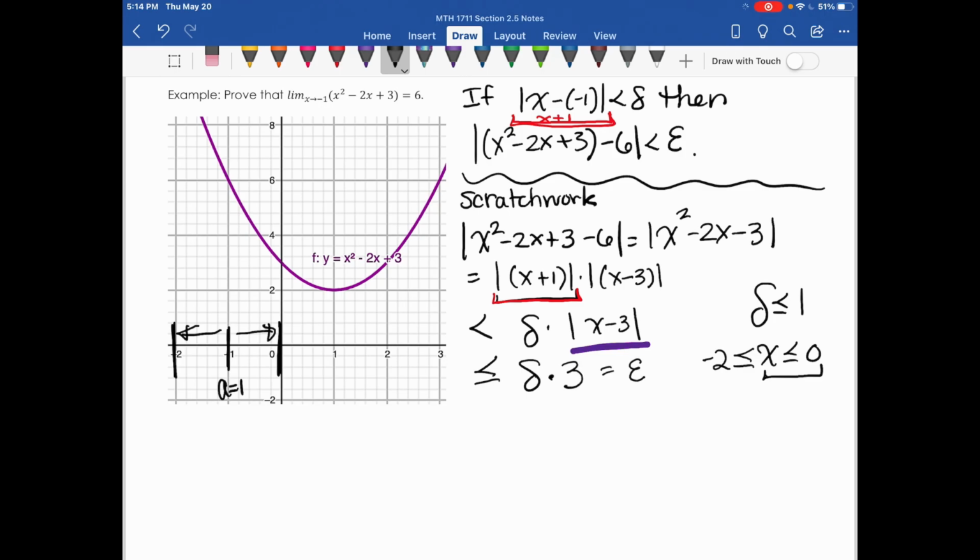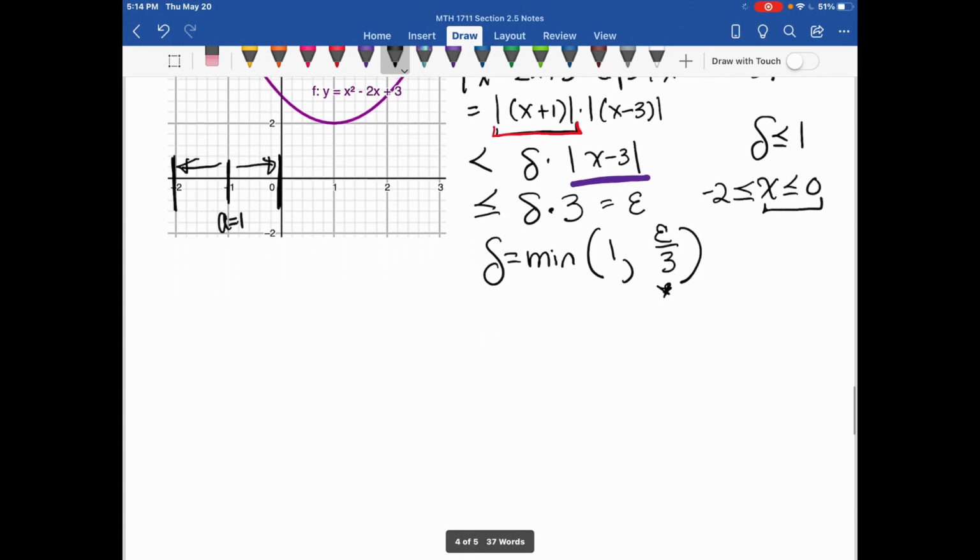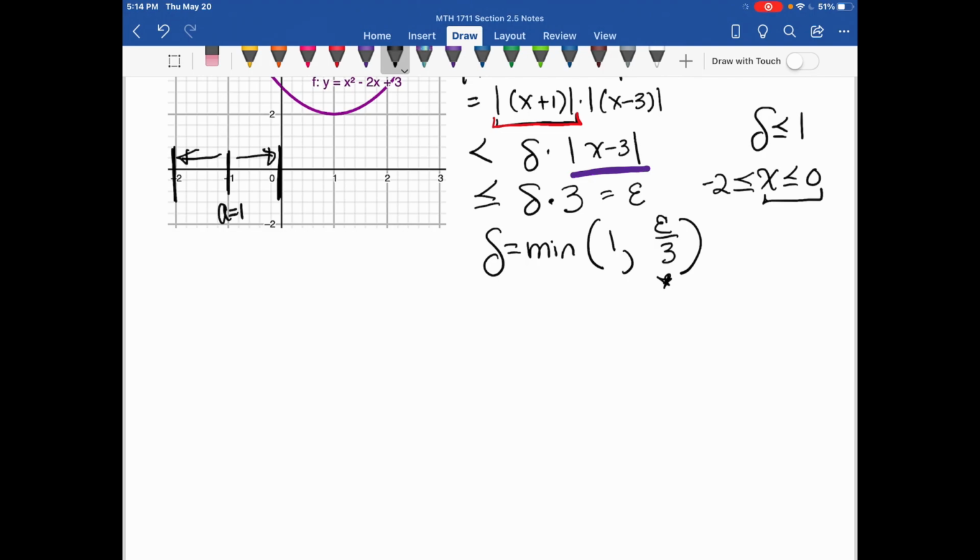And I want this to be equal to epsilon. So I'm going to say let delta be equal to the minimum of 1 or epsilon over 3. That way we keep our assumption that delta is less than or equal to 1. But most likely this will be our delta in most cases. Okay, so now that we have our delta figured out, let's write our formal proof.